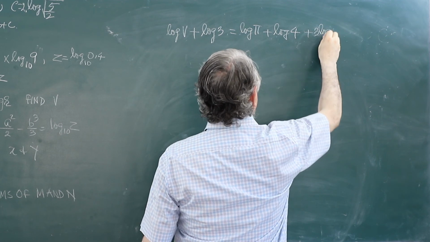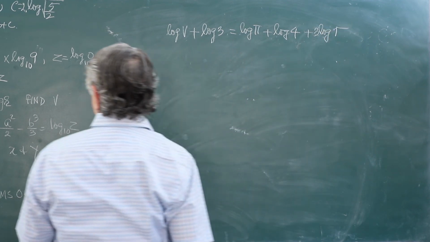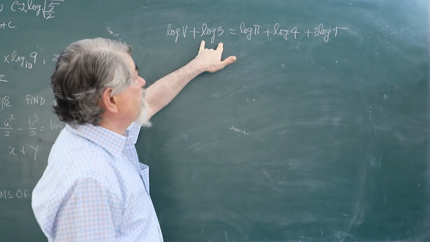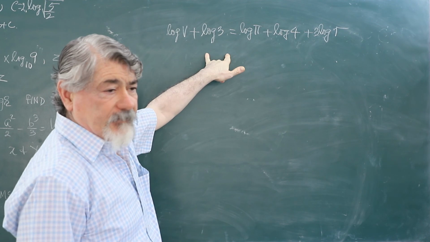He wants to calculate the value, find v. That means make v the subject of the formula. For making v the subject of the formula, I'll have to remove all the logs first. For removing the log, what am I supposed to do? Log a plus log b, this side I can write as log a into b.